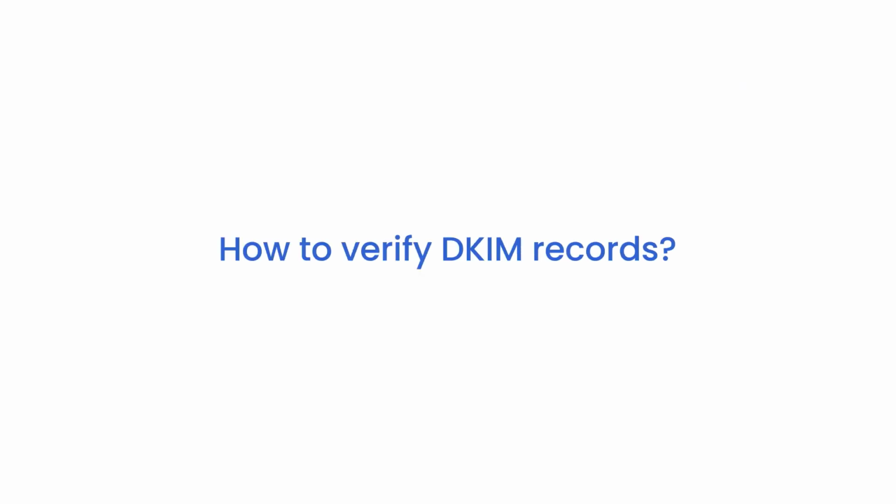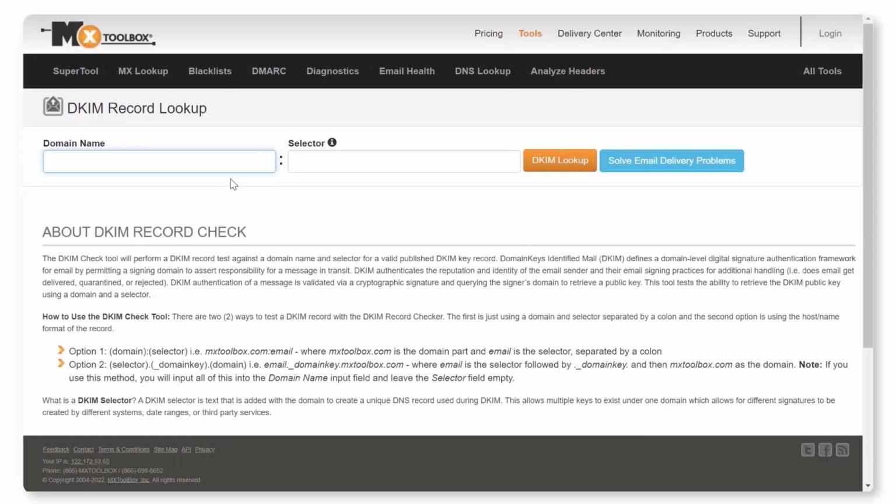Let's see how to verify DKIM records. Search for MX Toolbox in the browser. Fill in the domain name, selector fields, and click on DKIM Lookup to see if the records are validated. For example, in this video, we will add vtiger.xyz for the domain name and vtigermail for the selector field.